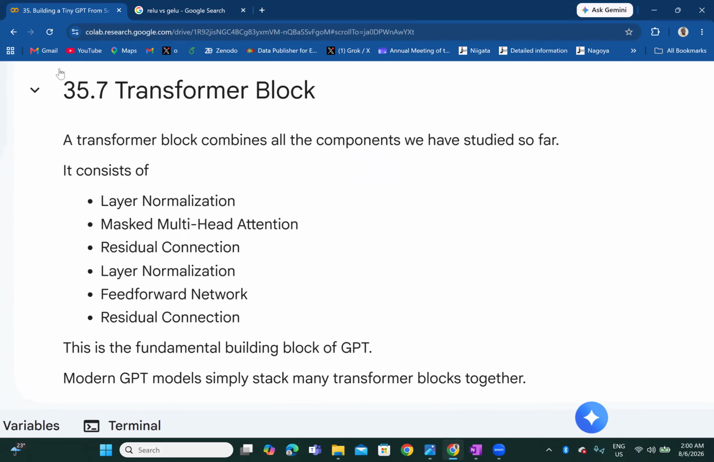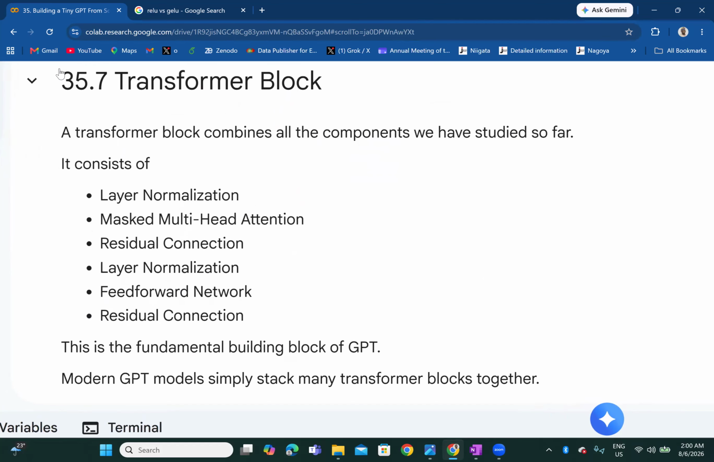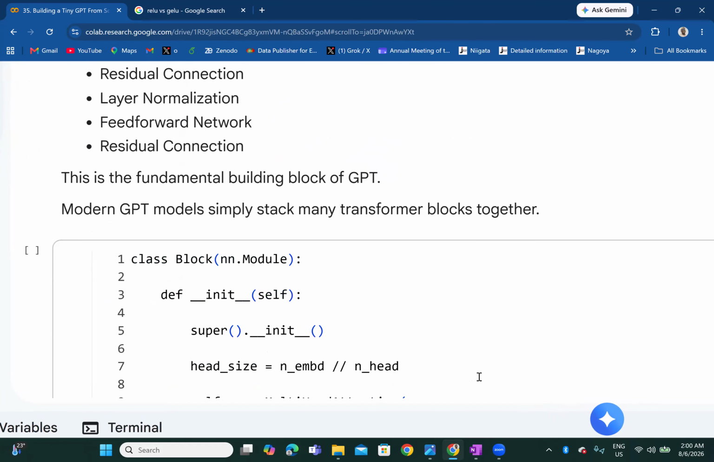So talking about the transformer block now, a transformer block combines all the components you have studied so far. It consists of layer normalization, masked multi-head attention, residual connection, layer normalization, feed-forward network, and residual connection again. So this is the fundamental building block of GPT. Modern GPT models simply stack many transformer blocks together like this.